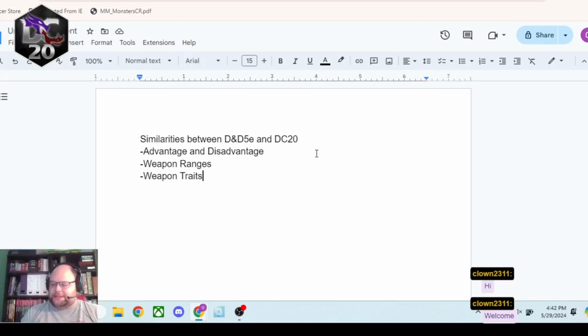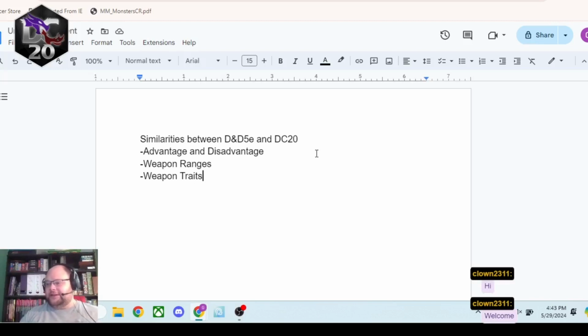When you can deal multiple damage types in 5th edition or in DC20, I guess it's really in 5th edition anyway, it's up to the DM's interpretation because it doesn't really give you that option. I don't see it in here anyway. But if somebody wanted to say a short sword is piercing, but they wanted to deal slashing damage with a short sword, I mean, that's fine. I don't see why you wouldn't be able to do that.